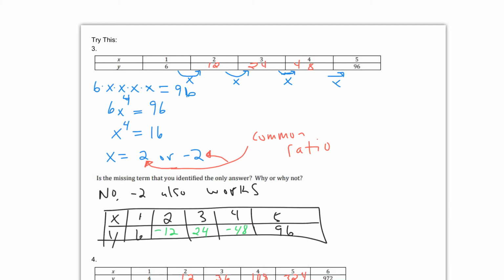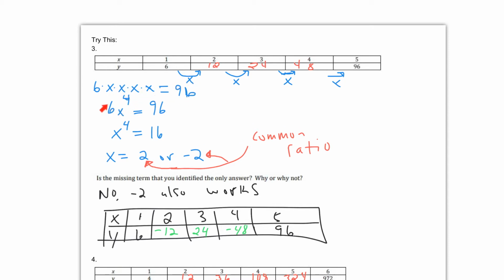Now that you've had a chance to try questions 3 and 4, I want you to take a look at the answers and your work. So in number 3, notice that we are jumping from 6 to 96 4 times. And we can set that up as 6 times x times x times x times x equal to 96.